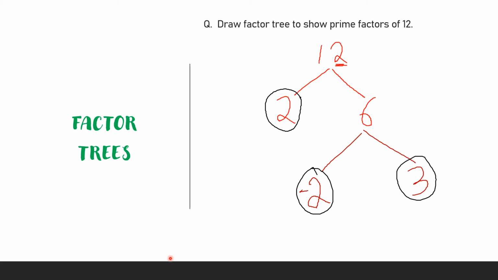So this is how we do the factor tree method. We just split a number into prime factors. If that number is prime, we just circle it, and if that number is composite, we further divide it into two more factors until we get all the prime factors. Now we will discuss the division method.